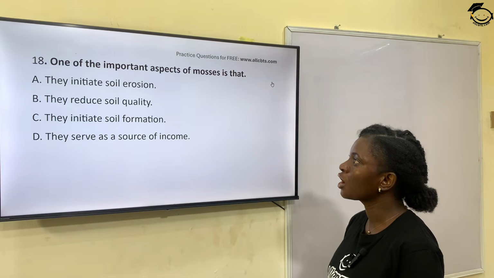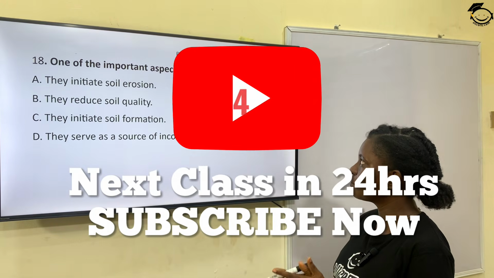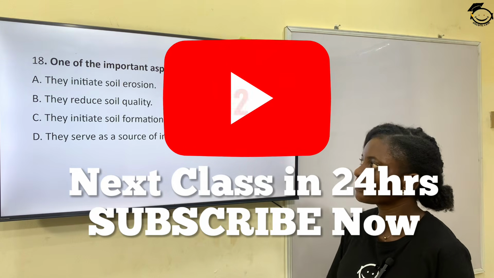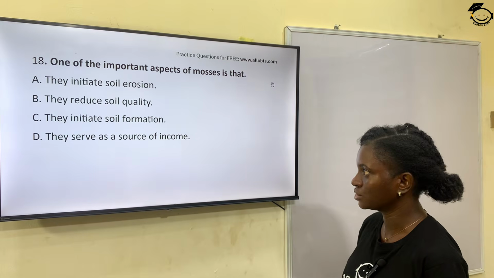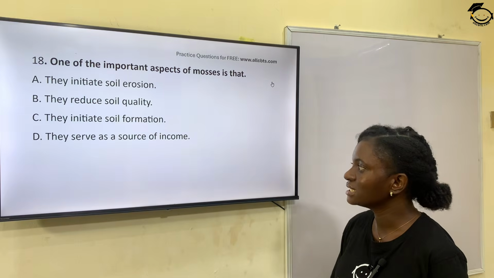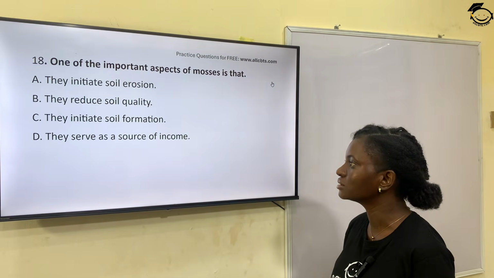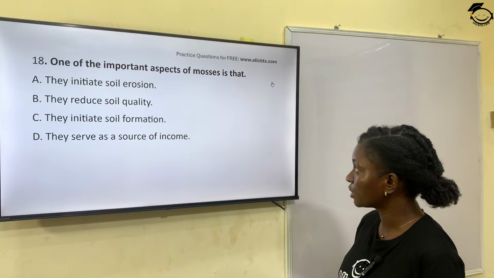Question 18. One of the important aspects of mosses is that: A. They initiate soil erosion. B. They reduce soil quality. C. They initiate soil formation. D. They serve as a source of income.